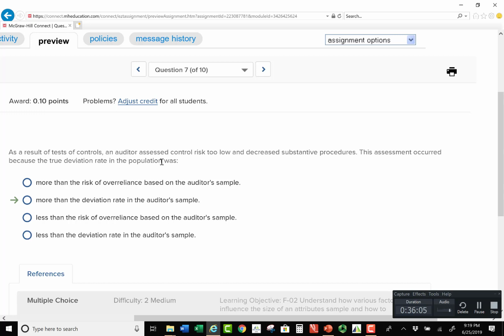As a result of tests of controls, the auditor assessed control risk too low and decreased substantive procedures. This assessment occurred because the true deviation rate in the population was... I'm going to put something up on the board for this. Okay, let's do a quick little art project.